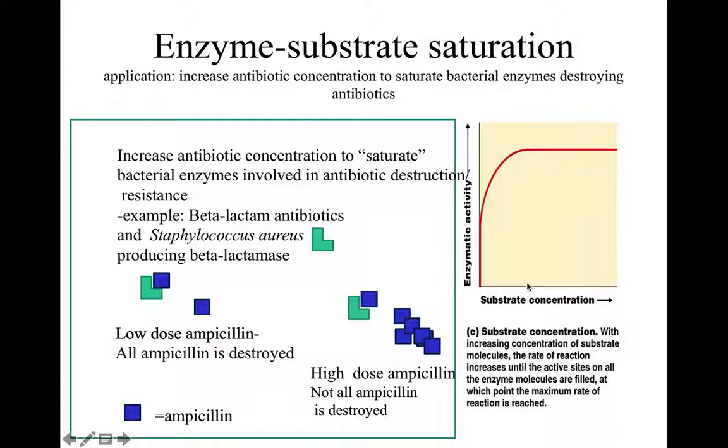And the hope was that the higher levels of ampicillin would overwhelm the beta-lactamase. We would hit this enzyme substrate saturation so that the beta-lactamase could not destroy all the ampicillin, right? It was working as fast as it could. There would be extra ampicillin in the patient that wasn't being destroyed. And then that ampicillin could help kill the Staphylococcus aureus. So to me, this is really cool, you guys. By going to a higher dose of ampicillin, the hope was the beta-lactamase couldn't destroy all the ampicillin because it was saturated, and then there would be ampicillin that wasn't destroyed that could kill the Staphylococcus aureus.